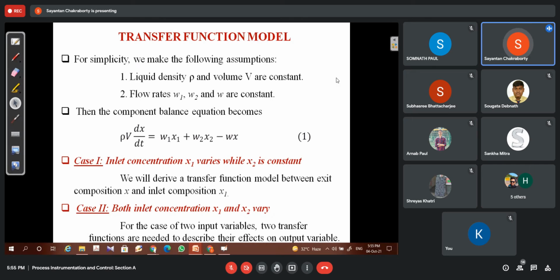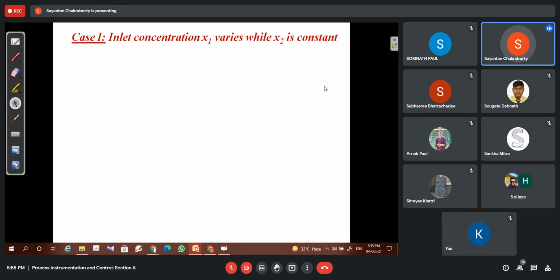And we will see how to arrive at these situations and obtain the transfer function model corresponding to them. First, the inlet concentration X1 is varying while X2 is remaining constant. Then the steady state version of the equation will be something like this. See, I put a bar on X1 and X because X2 is constant. There's no need to signify its steady state or dynamic value. But X1 is varying and X is also varying correspondingly. So I put a bar to indicate that at steady state, this is the value of X1, and if X2 remains constant, then the corresponding value of X will be X bar.